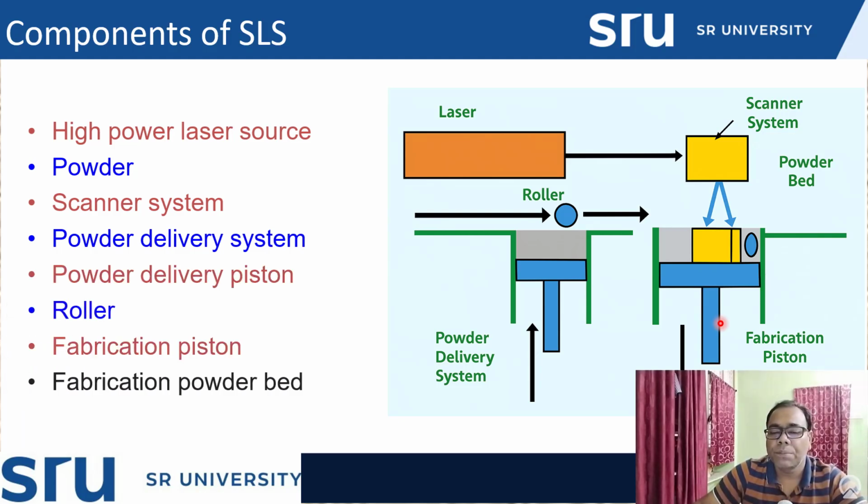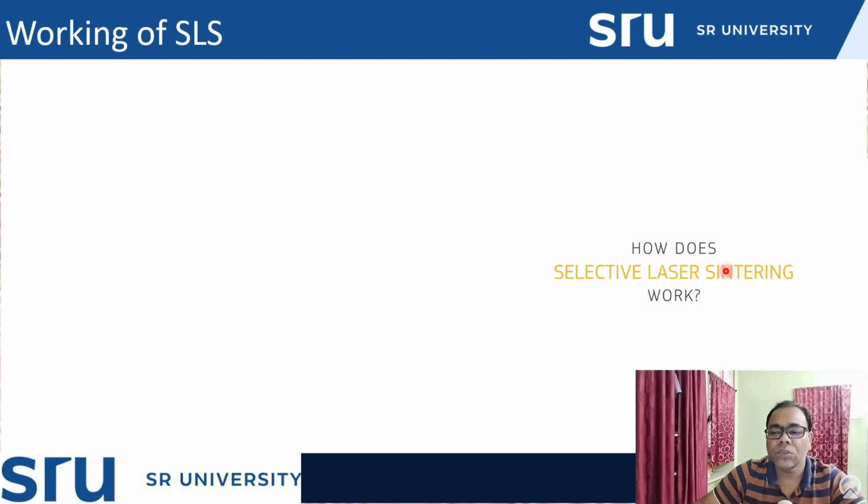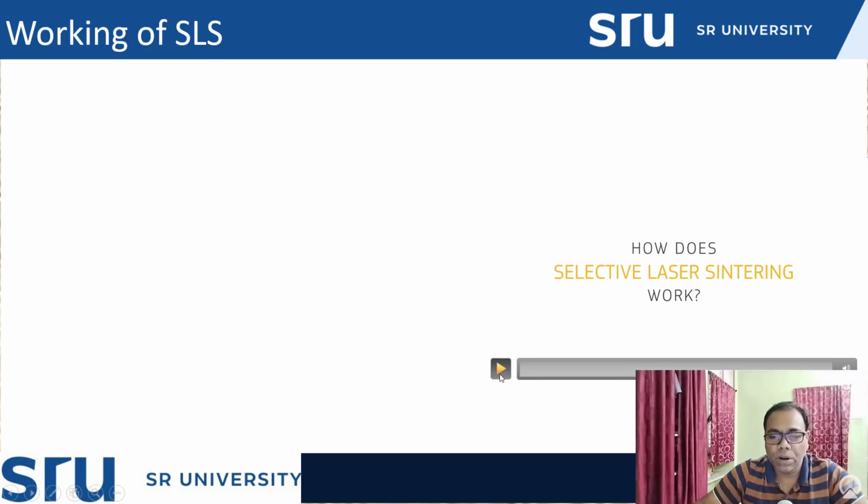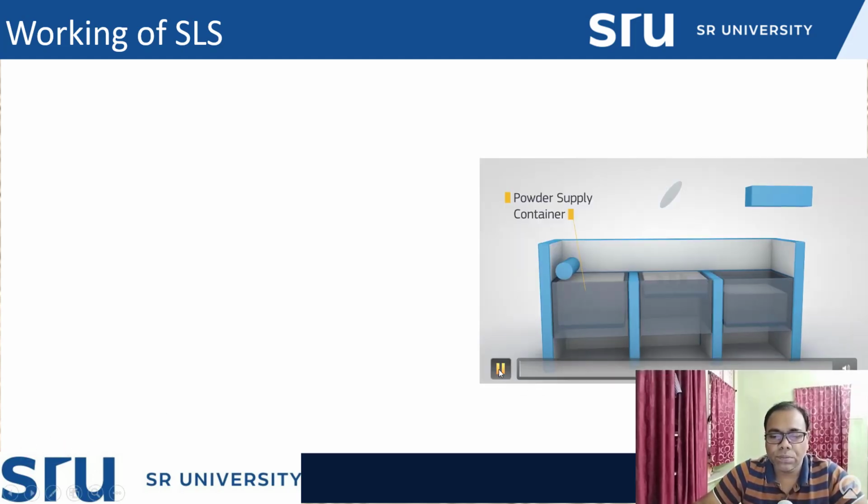Similarly, the fabrication piston. So these are the things we have. Similarly, rollers and fabrication pistons. This is the fabrication piston. Functionally, this fabrication system itself will act as the powder bed. So these are the different components of the SLS process. How the SLS process works, I have a small video for that.